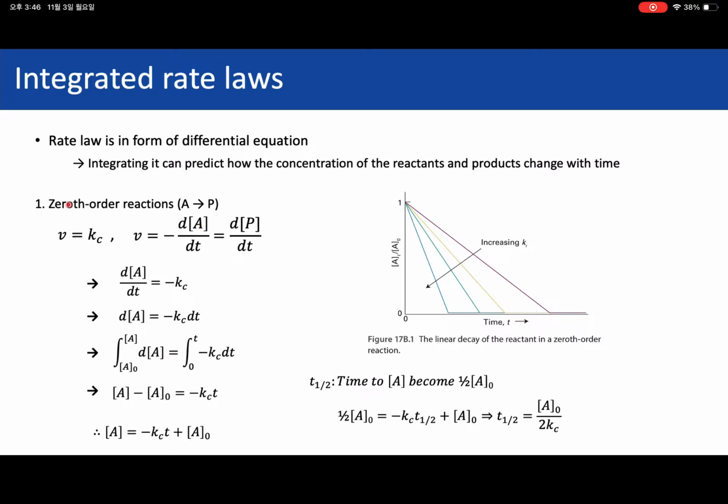The reaction we are considering is A becoming P, and this rate is the same as the rate of formation of products, so it's dP over dt. These two are the same because this V is the rate of reaction, and this is also the rate of reaction. So we can rewrite the equation in this way. So dA over dt equals negative Kc.